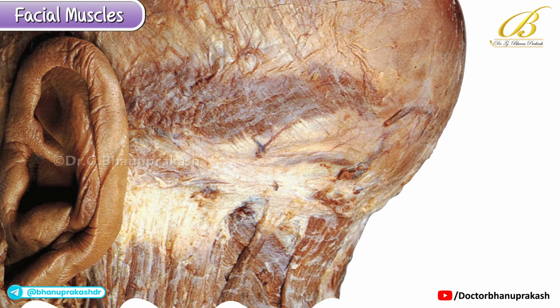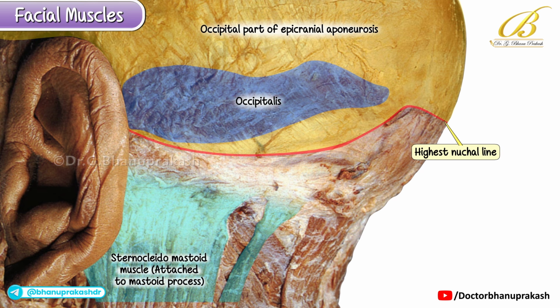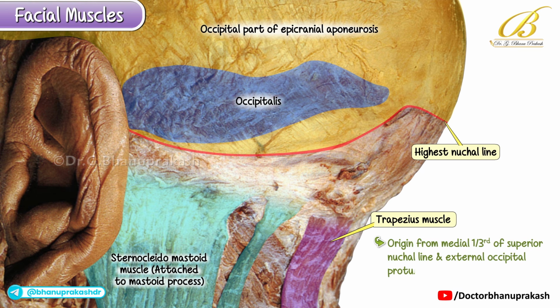This image presents a posterior view highlighting the occipitalis muscle and part of the epicranial aponeurosis. The occipital part of the epicranial aponeurosis is clearly visible, with the occipitalis muscle attached to it. The aponeurosis itself is anchored along the highest nuchal line. On either side, the sternocleidomastoid muscle is attached to the mastoid process. The trapezius muscle originates from the medial one-third of the superior nuchal line and the external occipital protuberance.